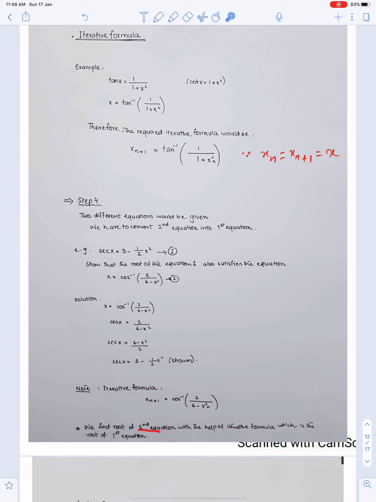We find the root of the second equation with the help of the iterative formula, which is the root of the first equation. I already have explained this here.